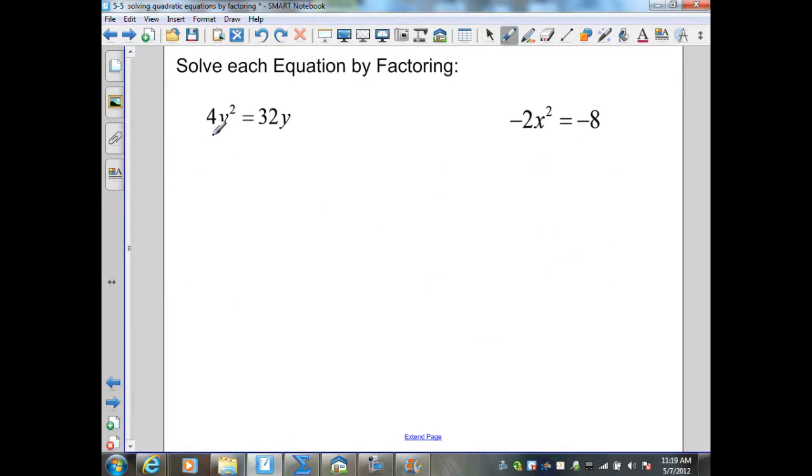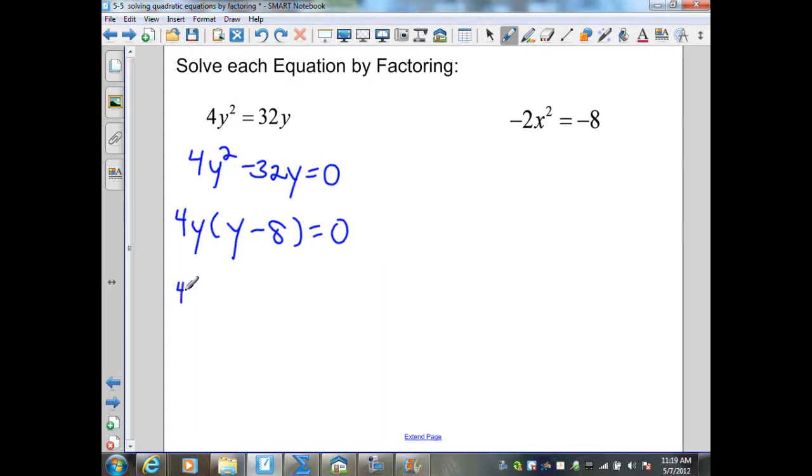My next example, again, I'm factoring to solve my equation. I'm going to put this in standard form. 4y squared minus 32y equals 0. I have a GCF, it's 4y. And when I factor, I'm going to get y minus 8 equals 0. Using the zero property rule, I'm going to get 4y equals 0. Divide by 4 on both sides, y equals 0. That's one of my solutions.